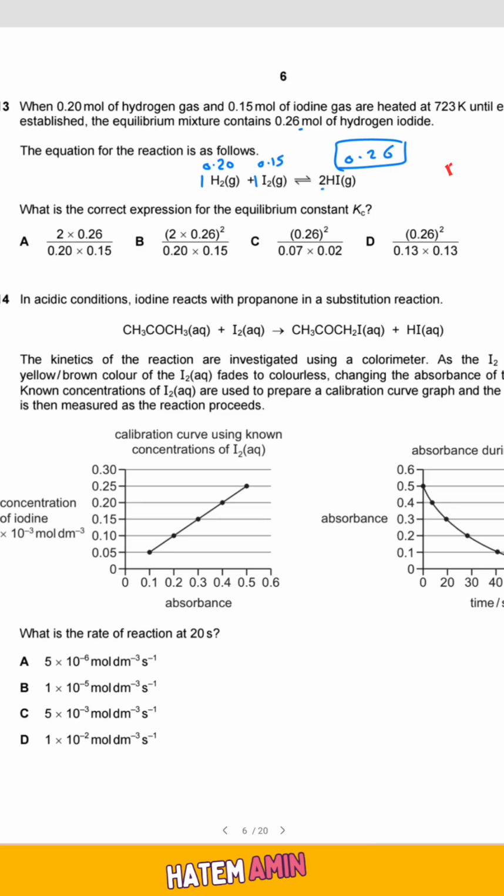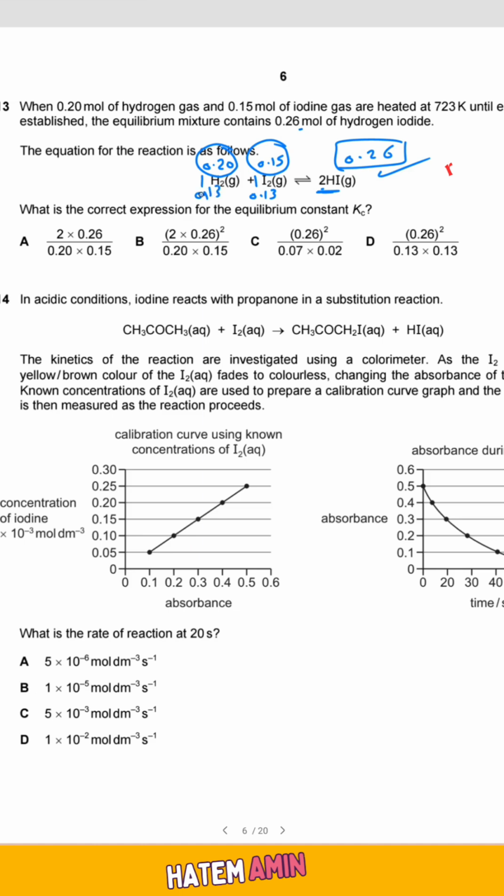So if we reach the equilibrium and we find our product is 0.26, it means we consumed some hydrogen and some iodine to produce this amount of hydrogen iodide. How many moles of iodine and how many moles of hydrogen did we consume to produce 0.26 mole of HI? As we said, the ratio is 1 to 1 to 2, so we should divide 0.26 by 2. So here it should be 0.13, and here also 0.13.